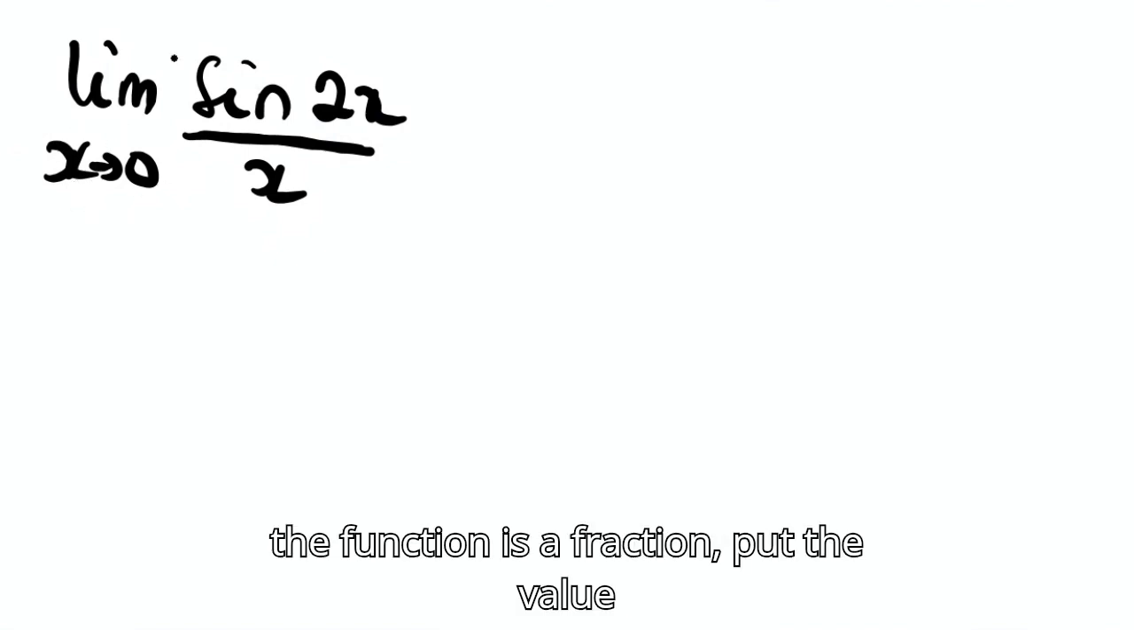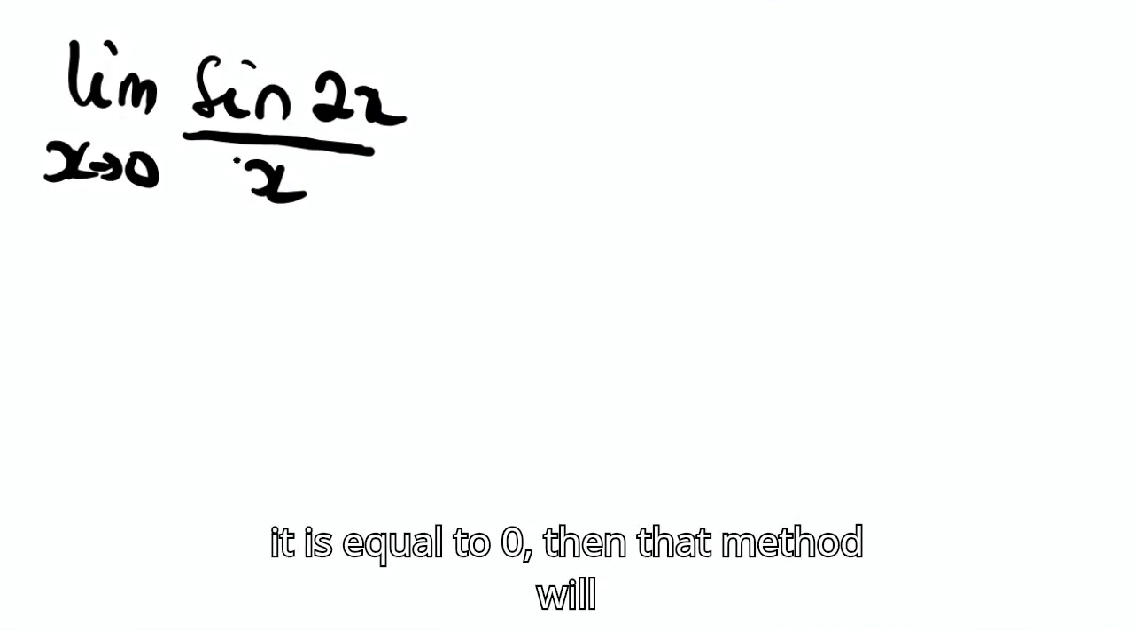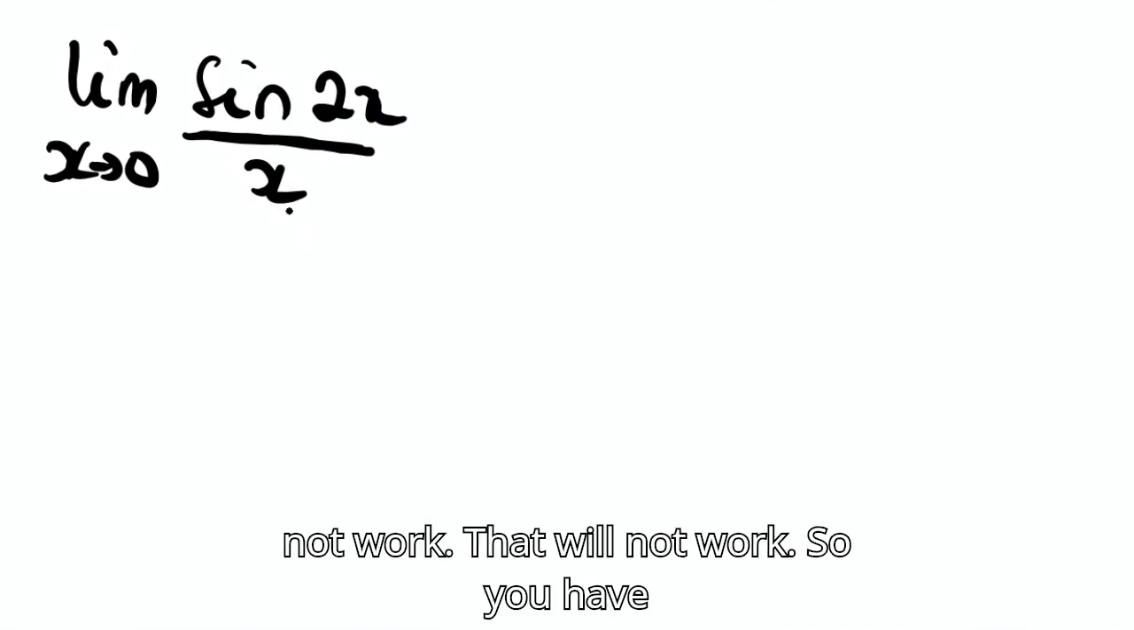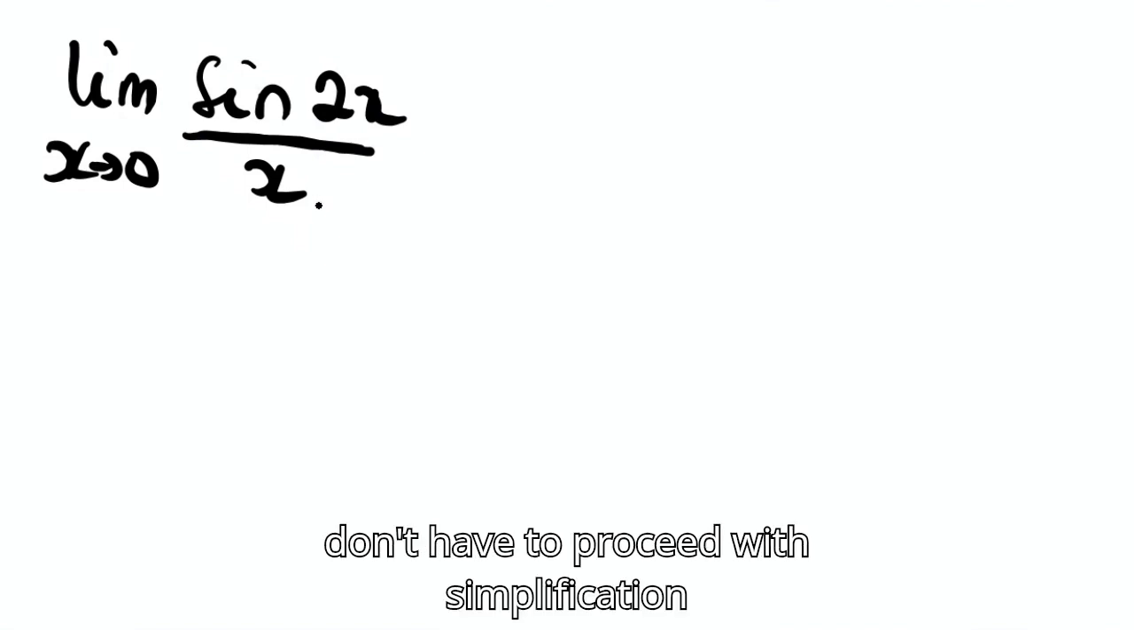If you want to do direct substitution, put the value. If the function is a fraction, put the value under the denominator first to check if it will be equal to 0 or not. If it is equal to 0, then direct substitution will not work. So you have to proceed with the other method, but you don't have to proceed with simplification or all that.